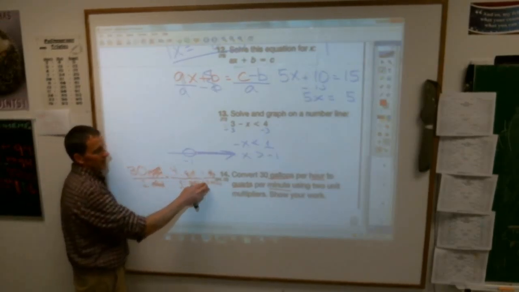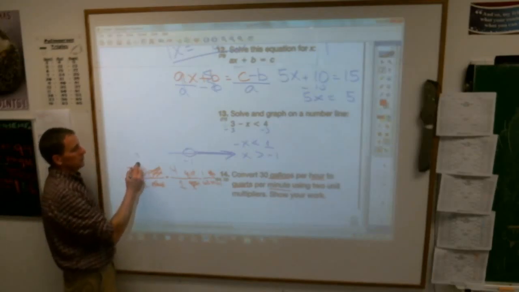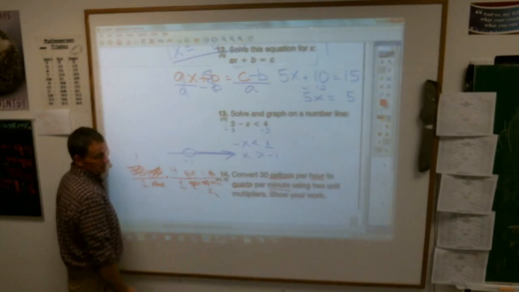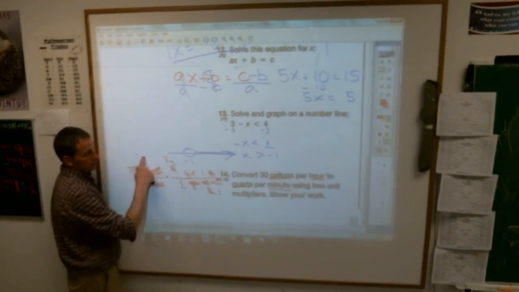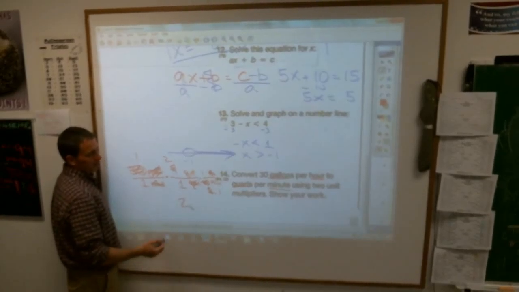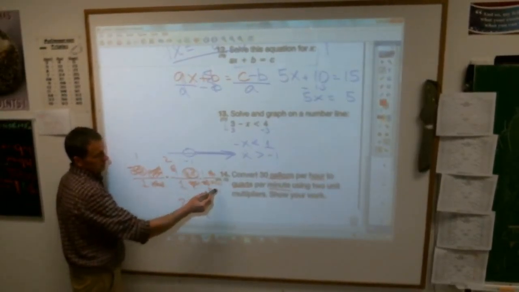30 times 4 divided by 60. Cross cancel if you like. 30 goes into 30 once, into 60 twice. 2 goes into 2 once, and 2 goes into 4 twice. You're left with just the 2 on top. And the labels you're left with are quarts per minute.